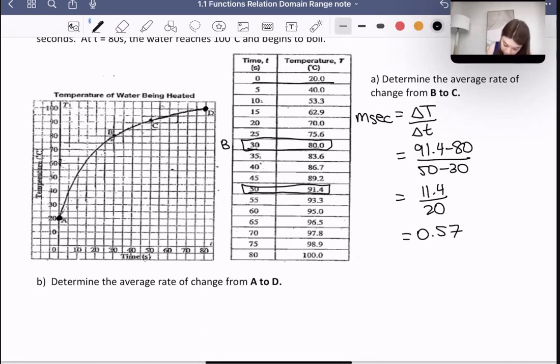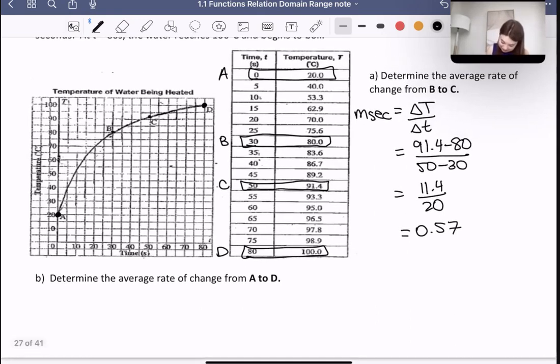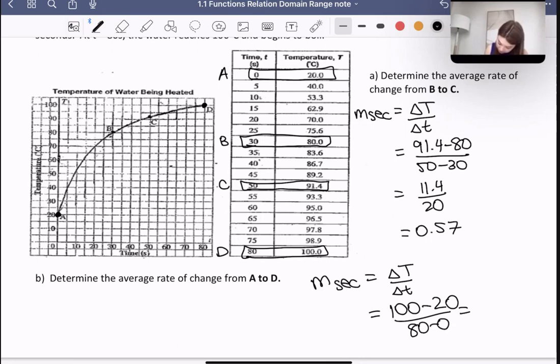A is (0, 20), so here's our A. And our D is (80, 100). There we go. All right. So the secant slope is going to be delta T over delta small t, right, for time. So that's going to be 100 minus 20 on the top, and then 80 minus 0 on the bottom, which is just going to be 80 over 80, which is 1.